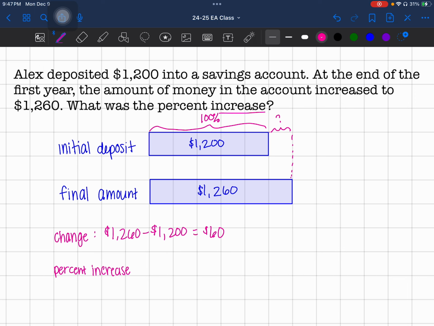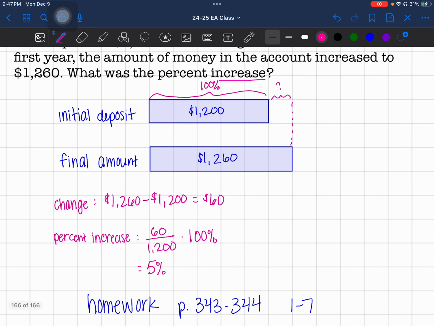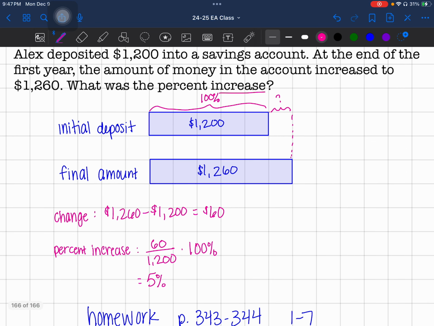It also tells us here that it's an increase. It is 60, right? The change over the original amount, 1,200, times by 100%. Right? And if we do our math, it is 5%. Okay? So the percent increase was 5%.